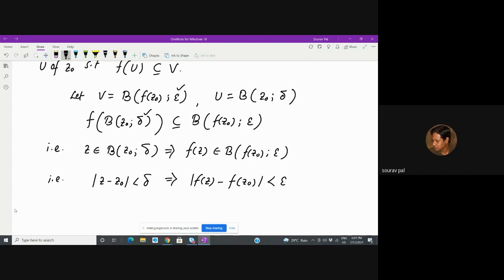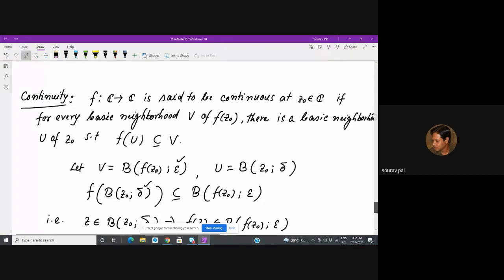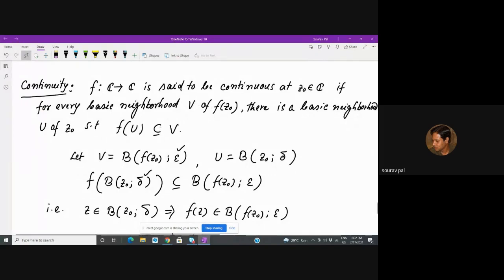So in other words, for every epsilon positive, there exists delta positive such that mod f(z) minus f(z0) is less than epsilon whenever |z minus z0| is less than delta. The last line that I have written, that is what we know. We use it as the definition of continuity. And what we defined in topology, that the inverse image of a basic open neighborhood containing f(z0) is open, they are the same. This is the purpose of showing this. So this is the definition that we have learned from topology, right?